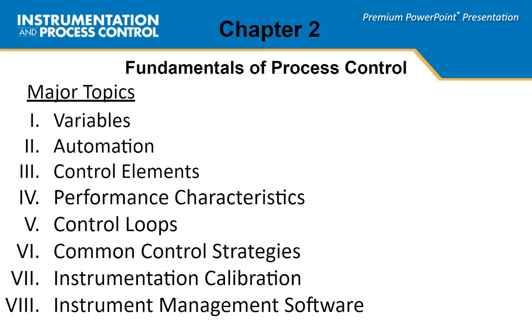Alright, my name is Mr. Fontenot, and this is Chapter 2 of the Instrumentation and Process Control American Technical Publications Textbook, Chapter 2, Fundamentals of Process Control. So as you can see here, there are 8 major topics in this chapter: variables, automation, control elements.